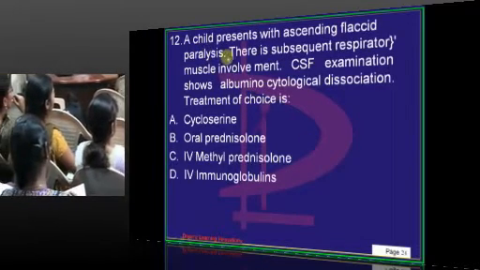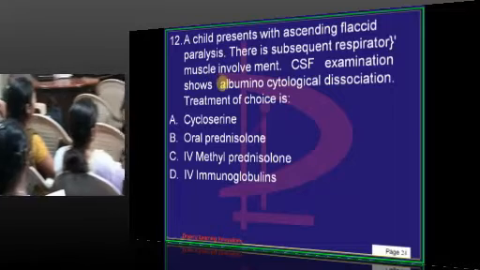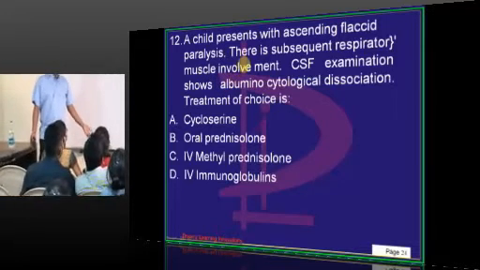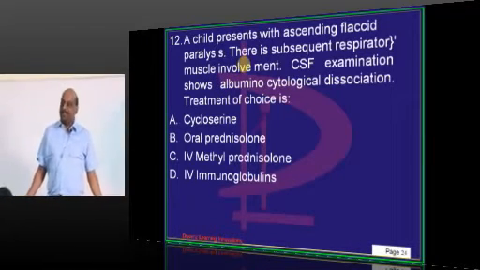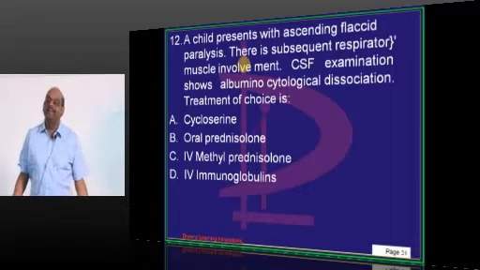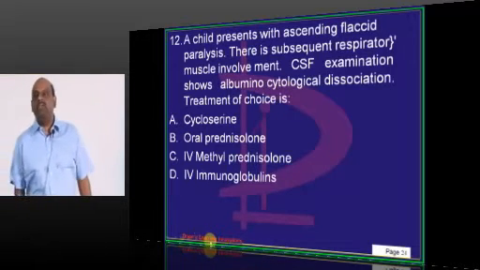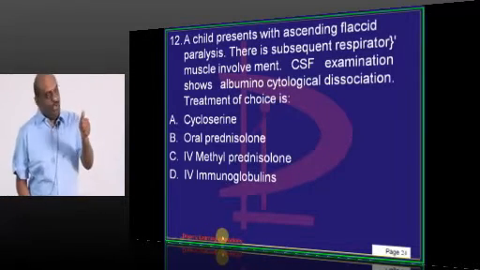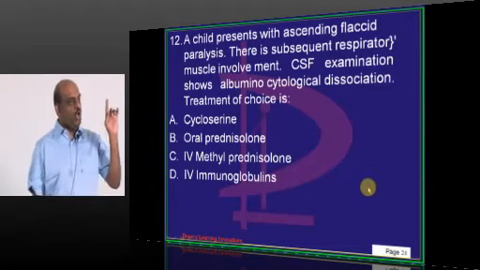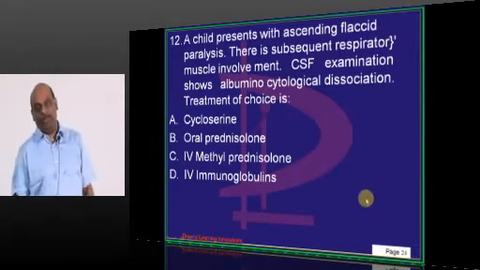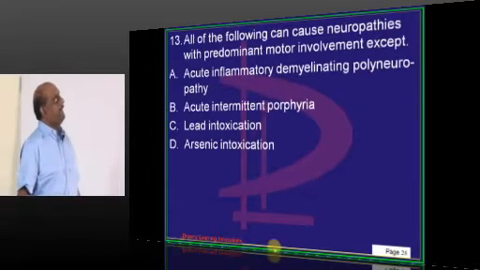A child has flaccid paralysis, which is ascending type, with albuminocytologic dissociation. Come on. That's right. What is your diagnosis? Guillain-Barre syndrome. Do you use steroids? No. We use IV immunoglobulins is what need to be remembered. That's good.